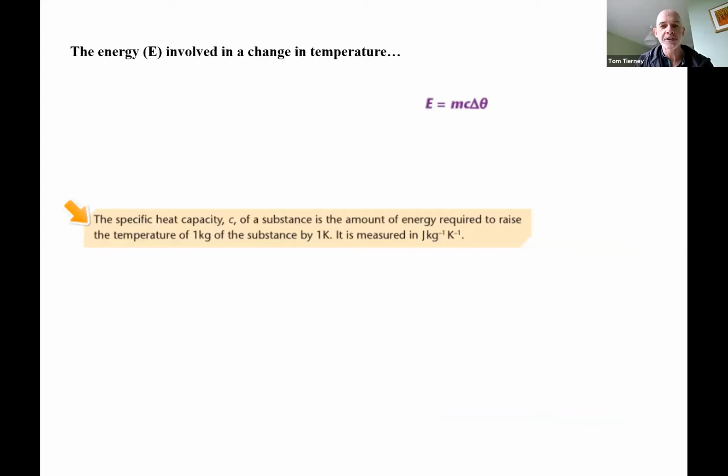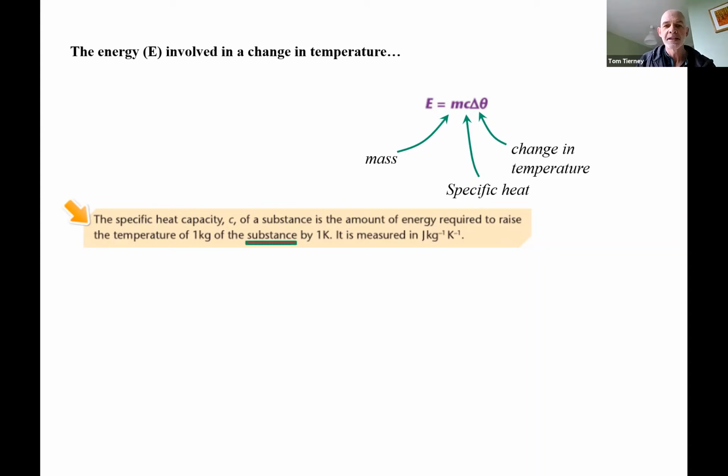Now, how does this relate to the maths? The energy involved follows this formula, mc delta theta, where m is the mass of a body, c is the specific heat capacity, and delta theta is the change in temperature, corresponding to the definition there. Now, the specific heat capacity relates to a substance like water, steel, air. Whole substances have a specific heat capacity, and it is the amount of energy per kilogram.